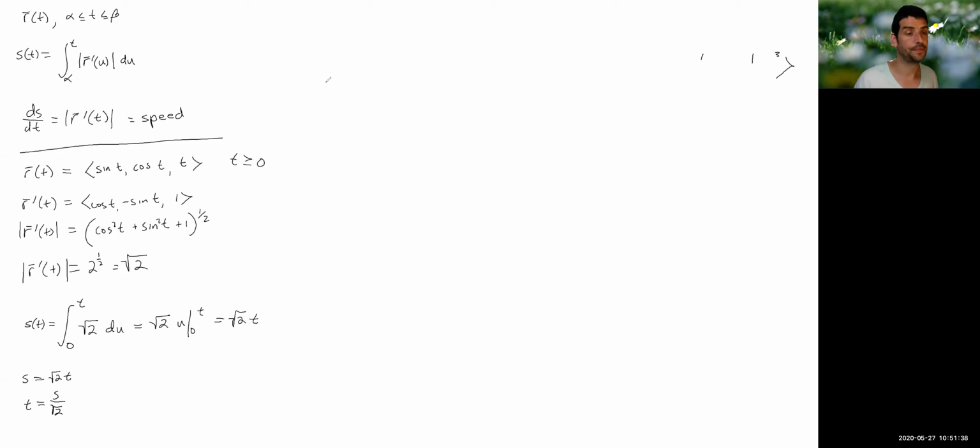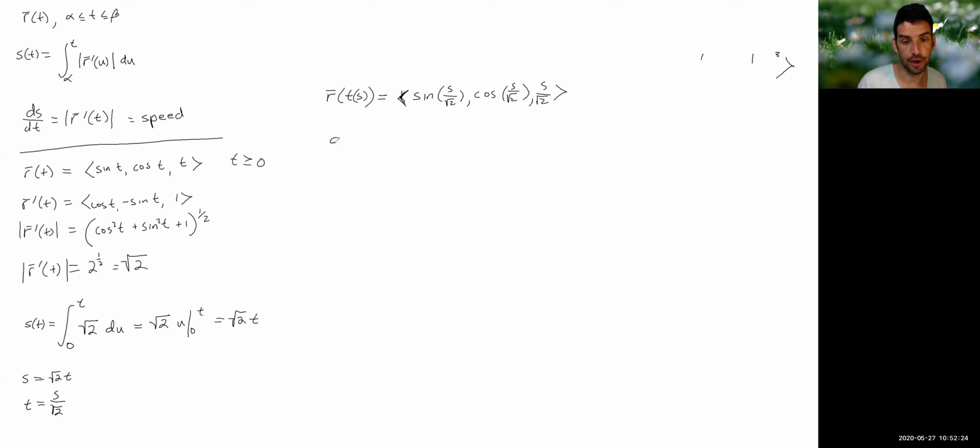Watch what this does. I'm going to take my function r of t and use this new function. I've taken t and made it a function of s, so I'm putting t of s into r of t. What does that look like? We get sine of s over root 2, cosine of s over root 2, and s over root 2. Let's take the derivative. S is now our variable, so we're taking a derivative with respect to s.